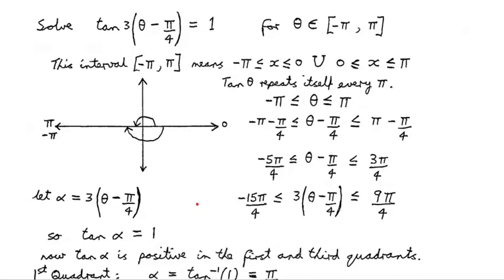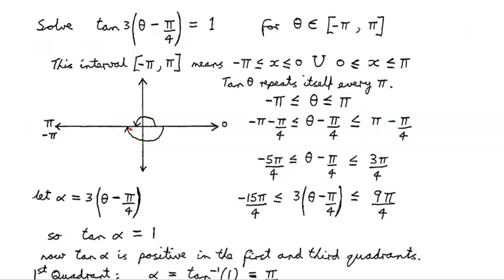What we're going to do now is solve it, theta, on the interval minus pi to pi. Now this interval, the endpoints are included because of the square brackets. So minus pi to pi means we want the union of the region minus pi to 0 and 0 to pi. So tan theta repeats itself every pi. When we say pi, we're going around anti-clockwise. When we say minus pi, we're going around clockwise. My apologies if I said the wrong thing earlier.